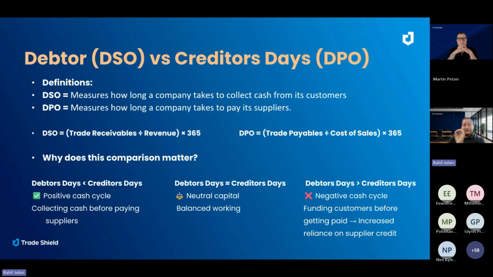Where it becomes very concerning, and why is DSO important to you, who is going to sell on credit to a company, for you to know how they collect cash from their customers? Well, it's because if they take a long time to collect cash from their customers, they're not going to be able to generate that cash fast enough to pay you. And that is why when the debtor days is much larger than your creditor days, it could speak to a negative cash cycle, i.e. they're funding customers before getting paid, i.e. there's an increased reliance on supplier credit from you to manage and balance their books. And this is why this is one of the more important indicators in the annual financial statements that there are.